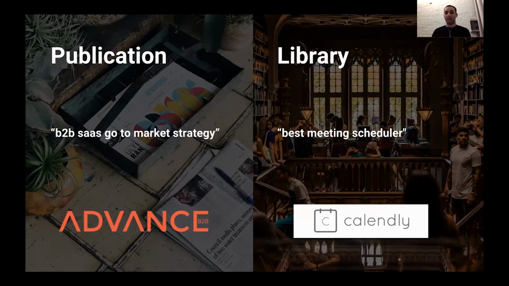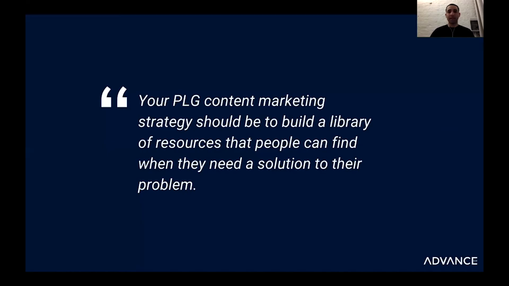On the other hand, for Calendly, if you're thinking about a way to schedule meetings that is simple and super easy, then you're going to type this into Google and hopefully you will find Calendly. So people already are aware of a solution that they might be looking for. So really, your product-led growth content marketing strategy should be to build a library of resources that people can find when they need a solution to their problem. And I think it's nothing really more complex than that.